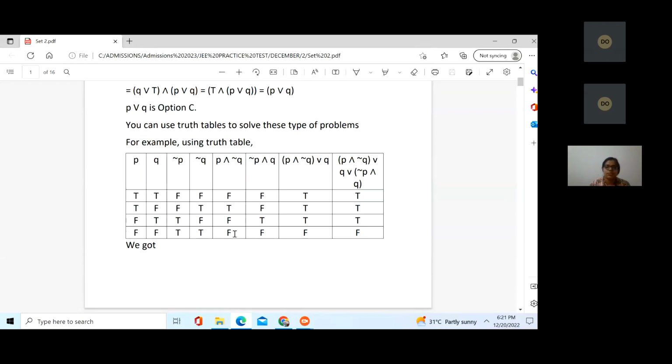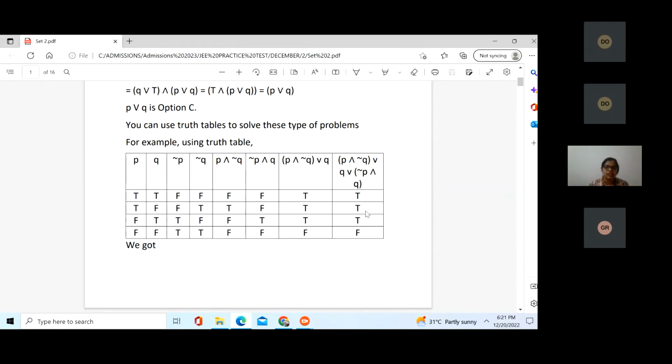Similarly, here you need to find negation P and Q, so I have found negation P and Q. Now I need to join the first term with an or operation with the next term. So I got the final answer as this.